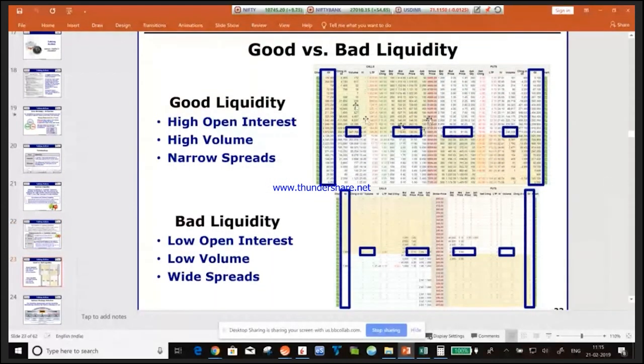Now this is how good liquidity versus bad liquidity looks. Good liquidity is where the open interest is completely filled, and bad liquidity is very scarcely filled. Yes, at the money strike, Prasanna. Yes, Suresh, every day means every day, the at the money strike should have at least 300 contracts.